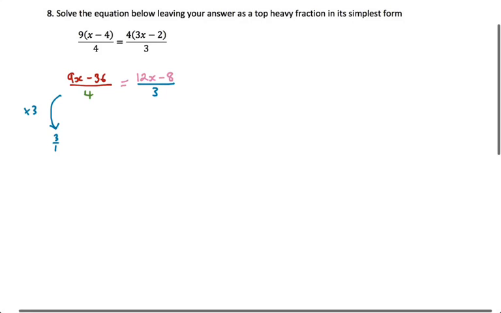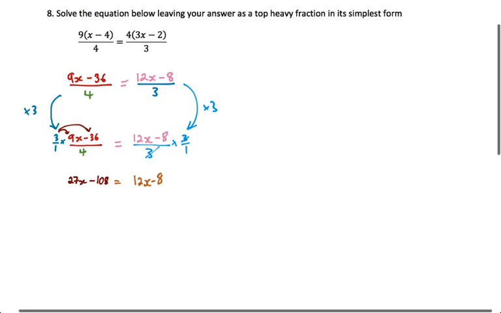Timesing the left-hand side by 3 is like timesing it by 3 over 1. Timesing the right-hand side by 3, we could write it as the same thing, if we wanted. But notice how this is 12x minus 8 divided by 3, so timesing this side by 3 will cancel out that division, so we should just be left with 12x minus 8. On the left-hand side, well, we know when we times fractions, we times numerators and denominators. So timesing the numerator by 3 will be timesing 9x by 3, and then timesing minus 36 by 3, which will give you 27x minus 108. And then looking at the denominators, we've got 1 times 4, which is just 4.